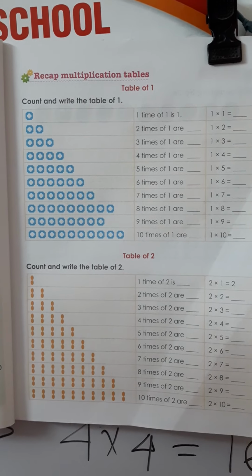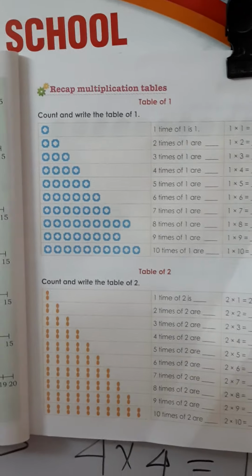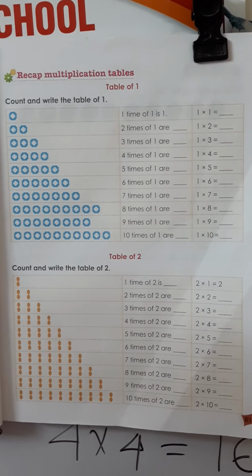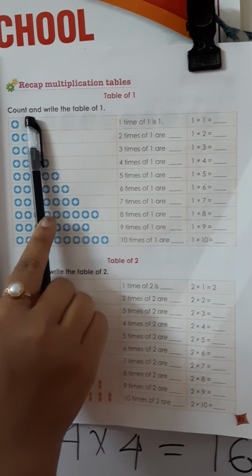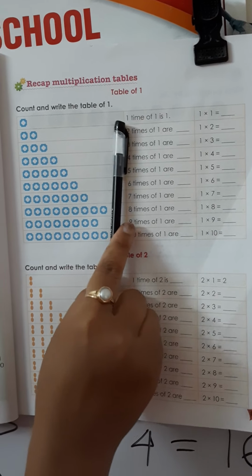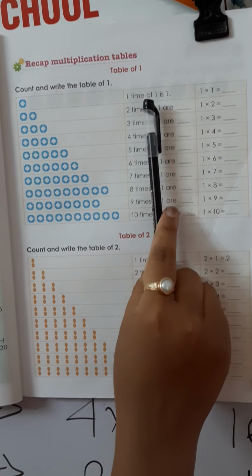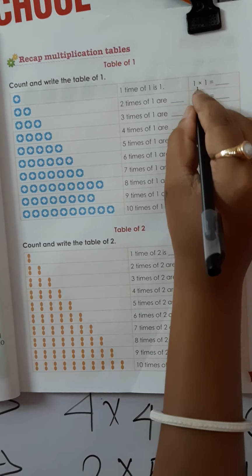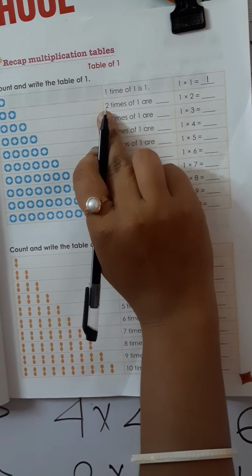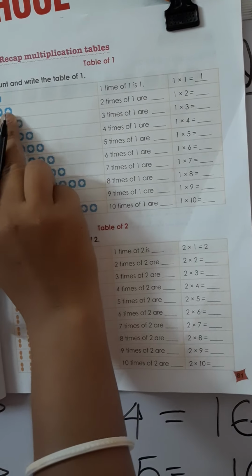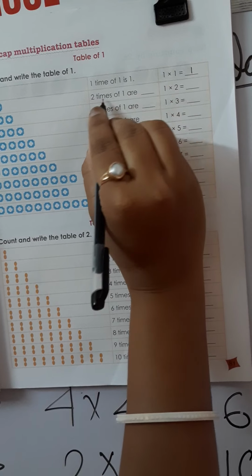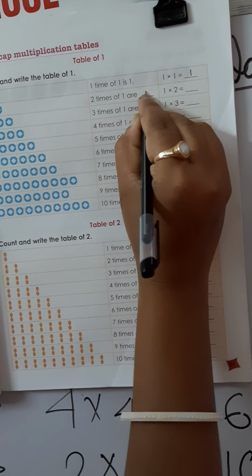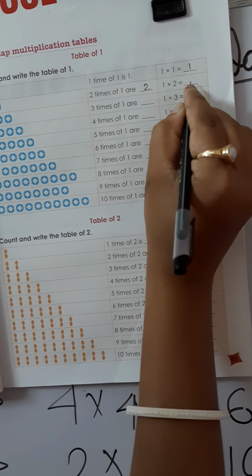On the next page we have to go to recap multiplication tables. When we do multiplication, we have to know the multiplication table also. So here, count and write the table of 1. Here we have to count and write: 1 time 1 is 1, 1 into 1 equal to 1. 2 times 1 is 2, 2 ones are 2.